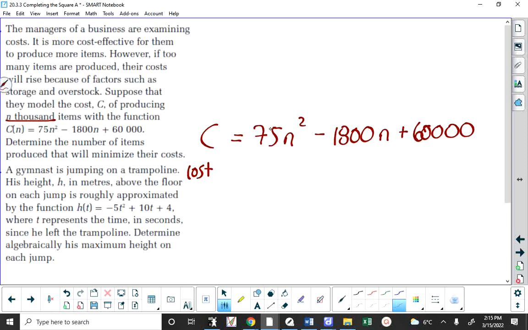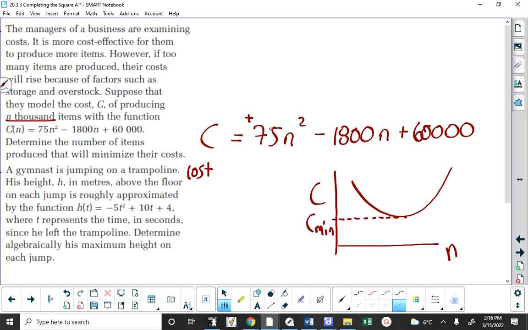When you look at this as a quadratic function, this is our y and this is our n, and since the leading coefficient is positive, this parabola opens up, which means it has a minimum cost. And this is the number of items that you need to try to produce to minimize your costs.